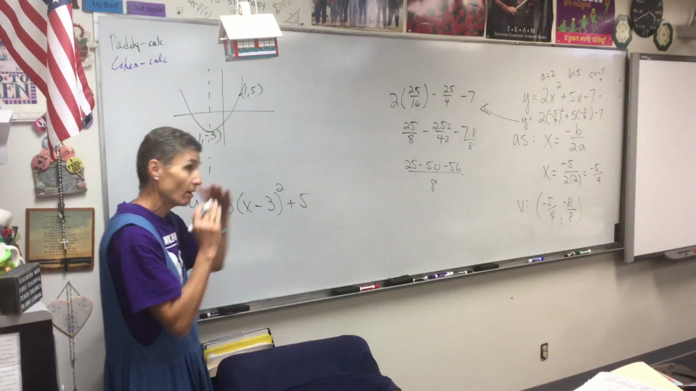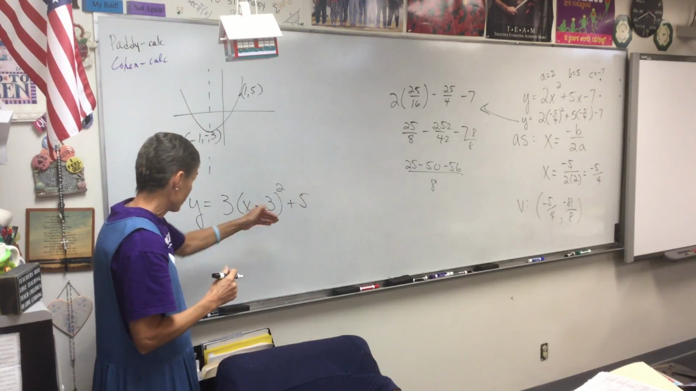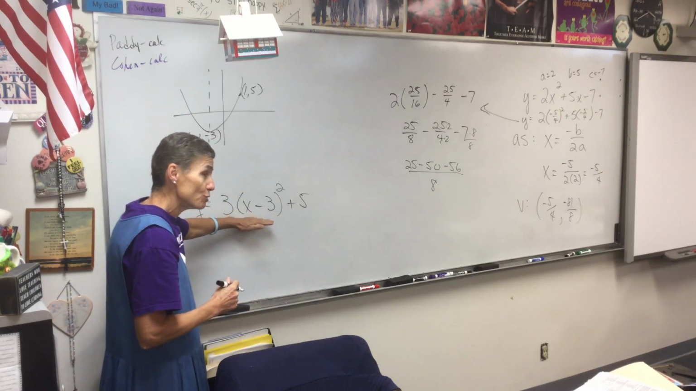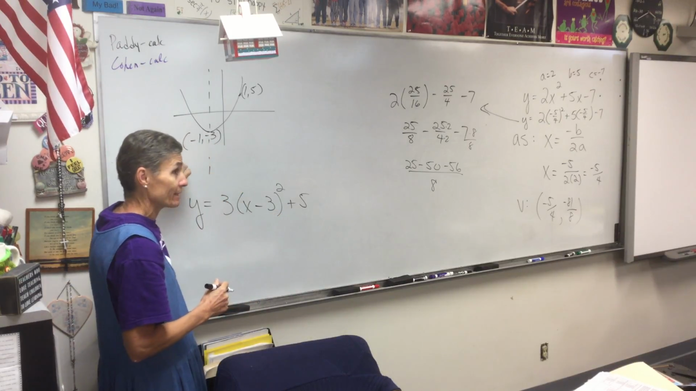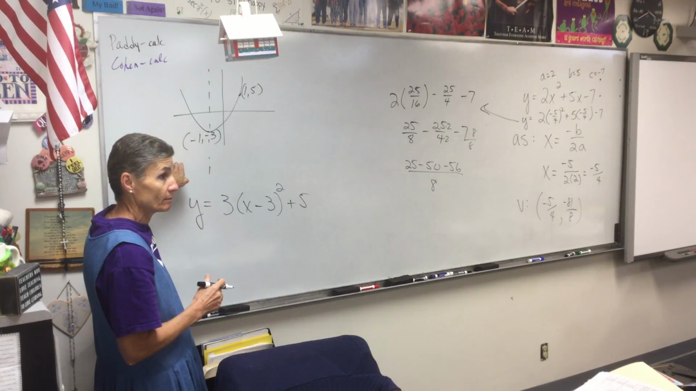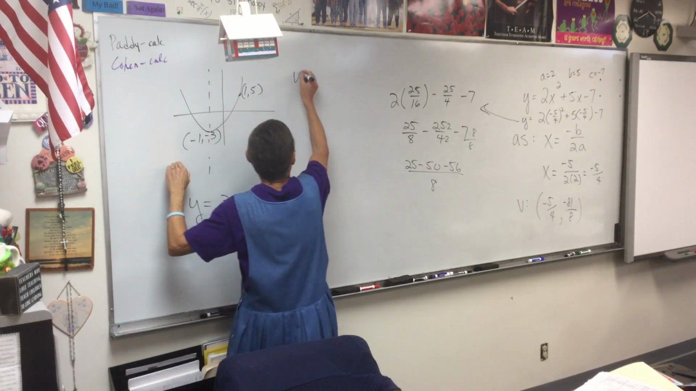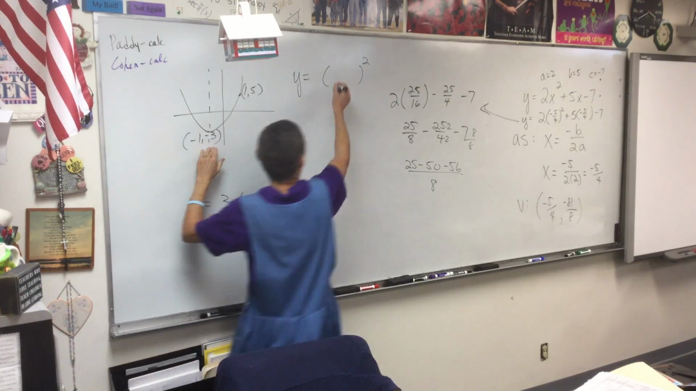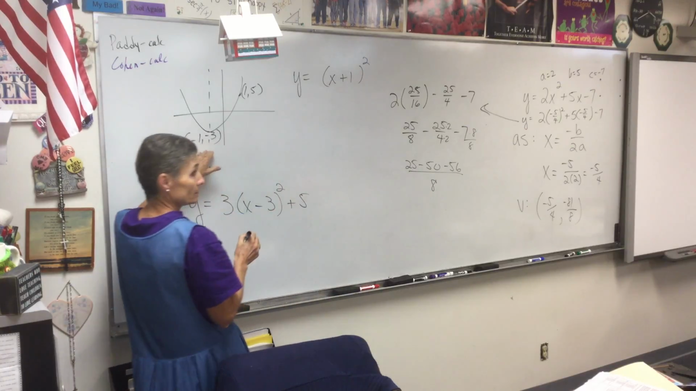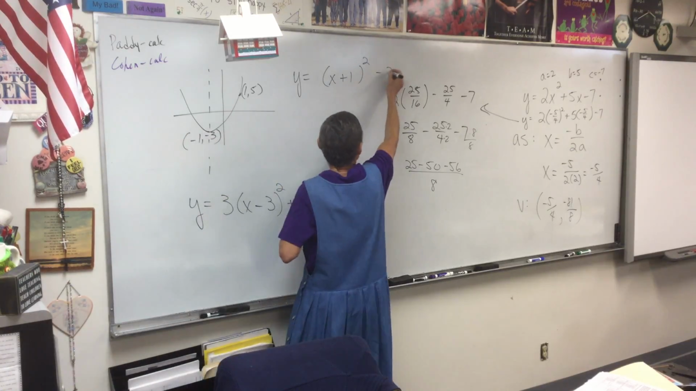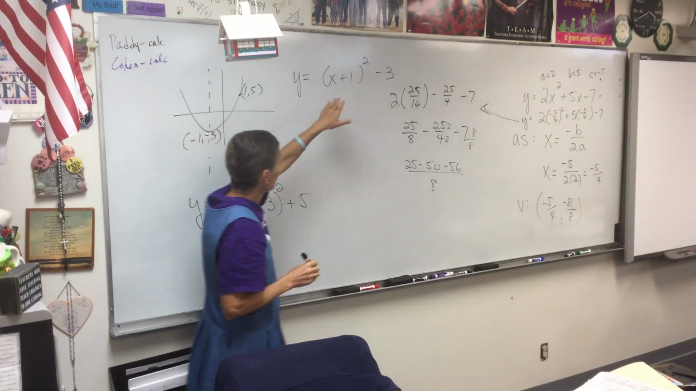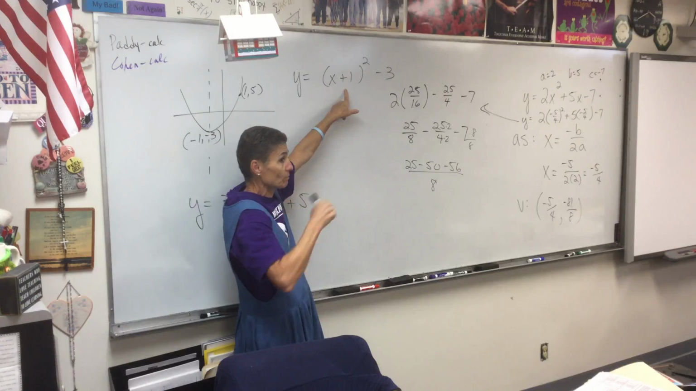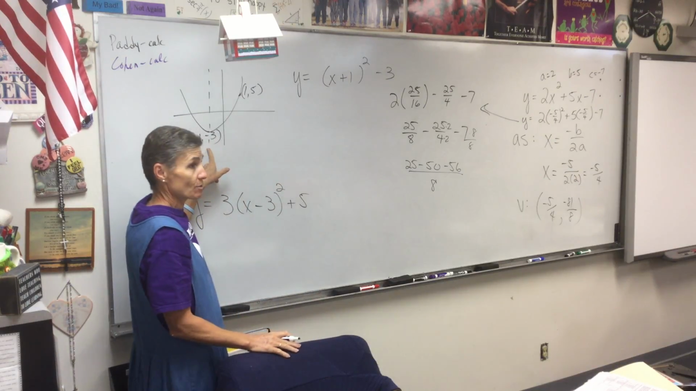From this form, I can tell you what my vertex is, right? My vertex would be 3, 5. Now, can you use that idea to construct at least part of this equation? Y equals, what's in this parentheses? X plus 1, and then -3. Would everybody agree that that parabola that you just wrote has a vertex left 1, down 3? Which that one does, right?